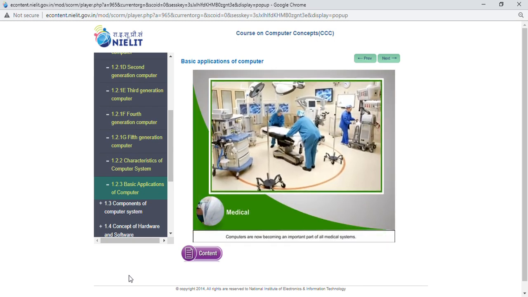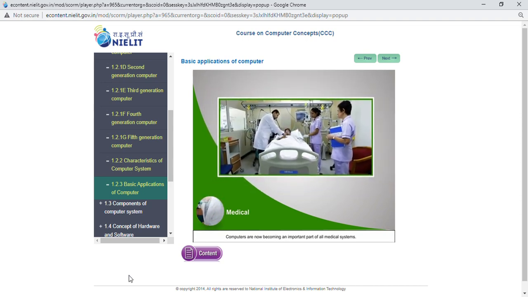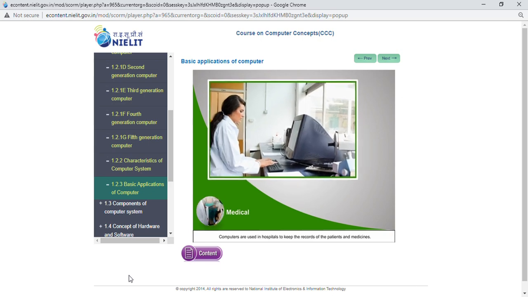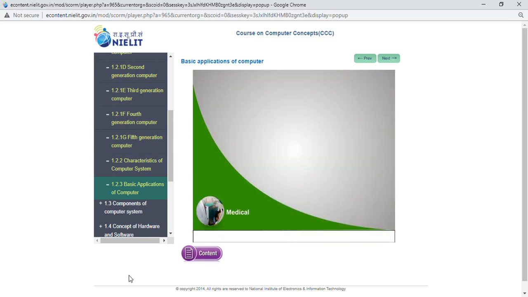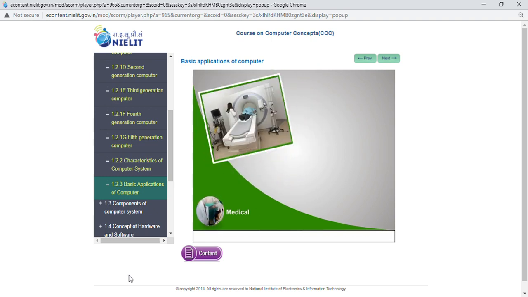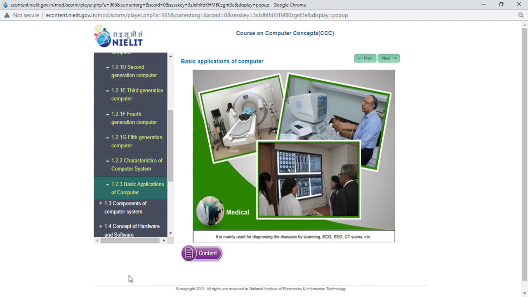Medical. Computers are now becoming an important part of all medical systems. Computers are used in hospitals to keep the records of the patients and medicines. It is mainly used for diagnosing diseases by scanning, ECG, EEG, CT scans, etc.